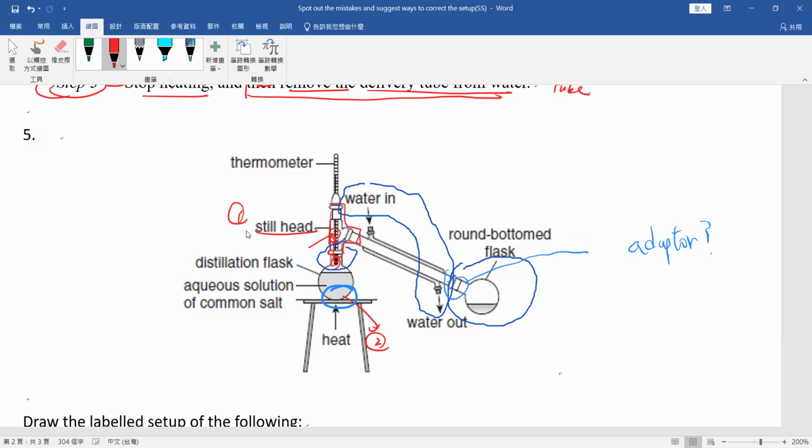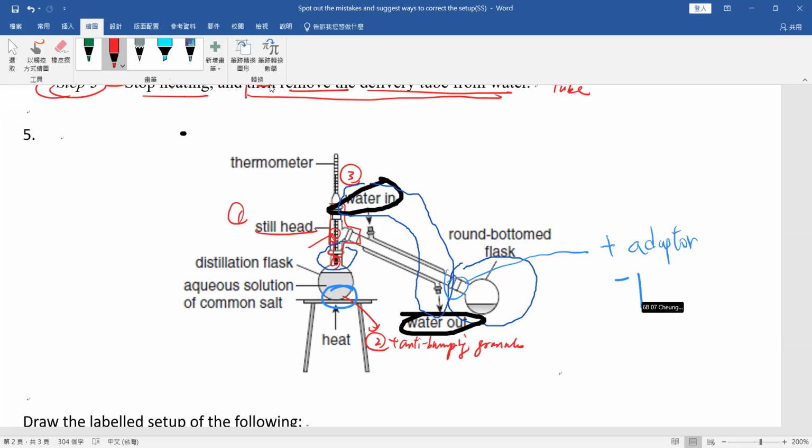What is that? Yep, again, add anti-bumping granules, as said before. So the reason I have just mentioned, I just skip that. Point number 3, you circle what in, what out. Yes, that's right. So what are the mistakes and what are the consequences if I do it like this?